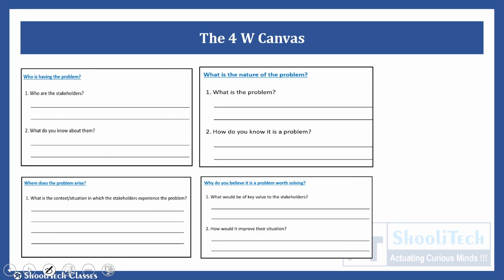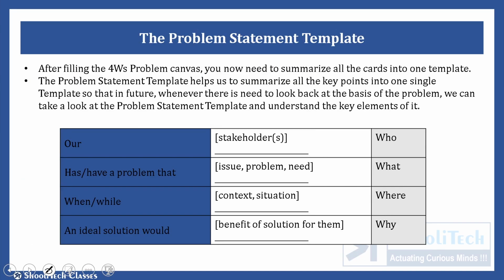Once the four canvas are ready, we summarize them in a tabular form, and for that we write problem statement template. So the problem statement template helps us to summarize all the key points into one single template so that in future whenever there is a need to look back at the basis of the problem, we can take a look at the problem statement template and understand the key elements of it.